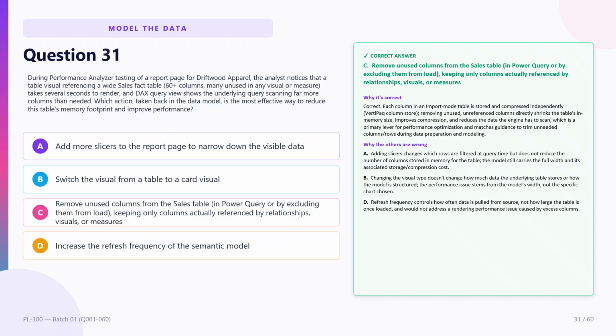A. Adding slicers changes which rows are filtered at query time, but does not reduce the number of columns stored in memory for the table. The model still carries the full width and its associated storage and compression cost. B. Changing the visual type doesn't change how much data the underlying table stores or how the model is structured. The performance issue stems from the model's width, not the specific chart chosen. D. Refresh frequency controls how often data is pulled from source, not how large the table is once loaded, and would not address a rendering performance issue caused by excess columns.